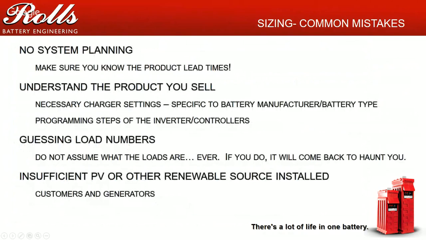Don't let your customer force you into that; that really shouldn't go into it. That goes into system planning. Make sure you know product lead times, for inverters, charge controllers, and batteries. Depending on the time of year, we can be anywhere between 2 weeks to 8 weeks, depending on the product. Summertime in North America tends to have longer lead times than winter, due to the weather and people using their equipment.